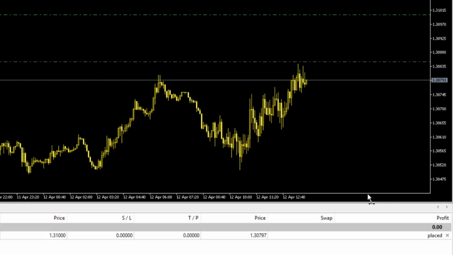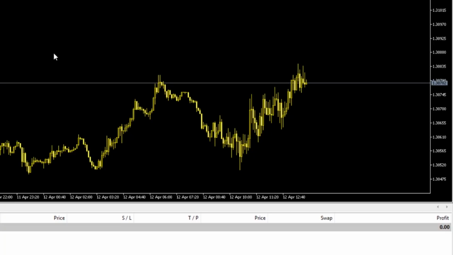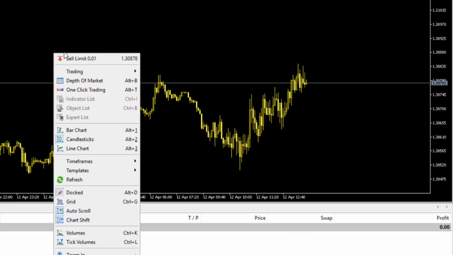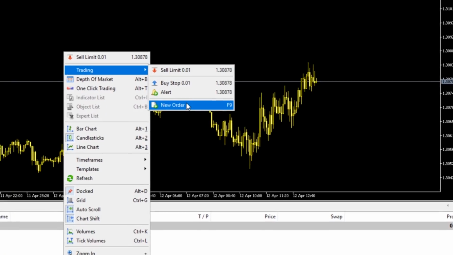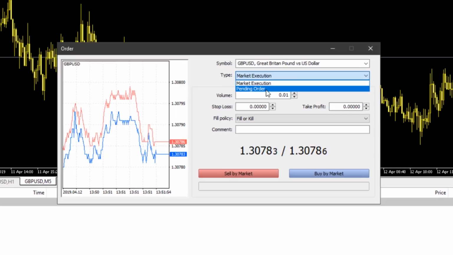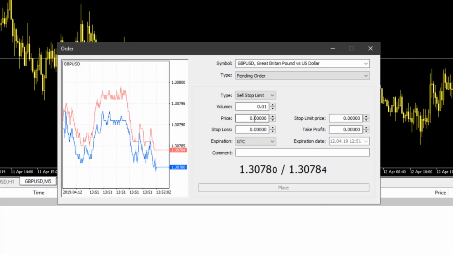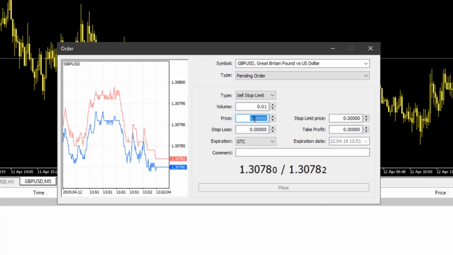And the same is the case for the sell side. Let's close this order now, and let's go explore the sell stop limit use case, which is exactly the opposite of what we just talked about. So with the sell stop, we're going to go again into the new order, and over here, we're going to switch to pending order. Same scenario here, select type, sell stop limit.